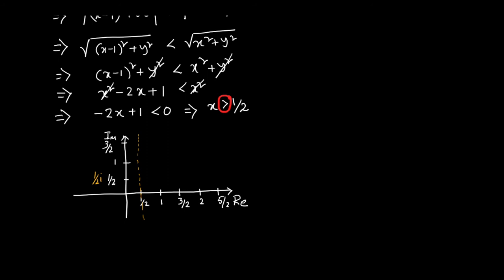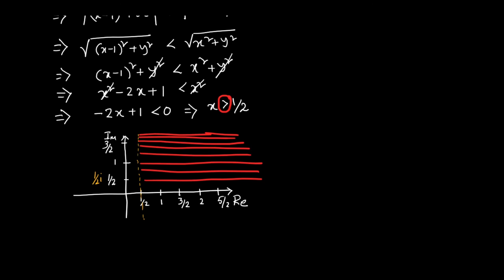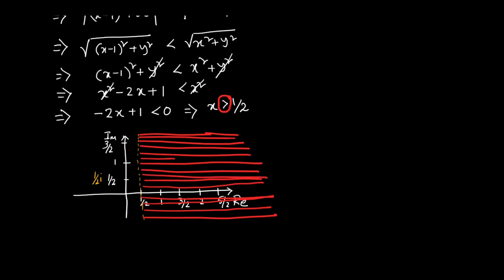Therefore, the region X greater than half can be found very easily. This will be my region: the entire right side of this line X equal to half. Remember, the boundary X equal to half is not contained in this region. That's why I have plotted it with the yellow dotted line. So this is your region.